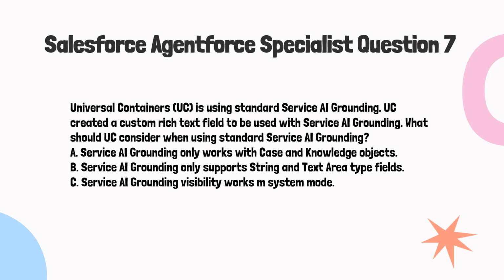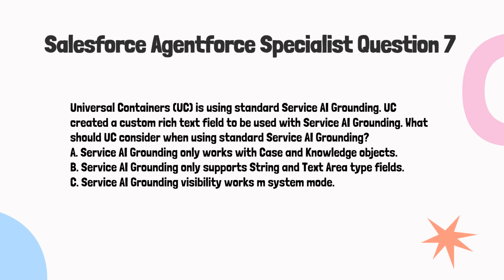Universal Containers, UC, is using standard service AI grounding. UC created a custom rich text field to be used with service AI grounding. What should UC consider when using standard service AI grounding?